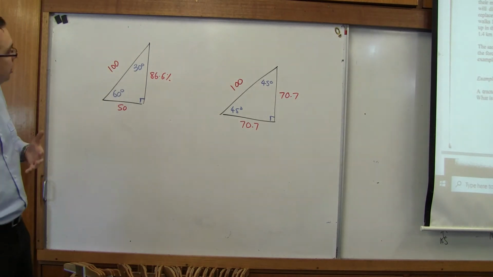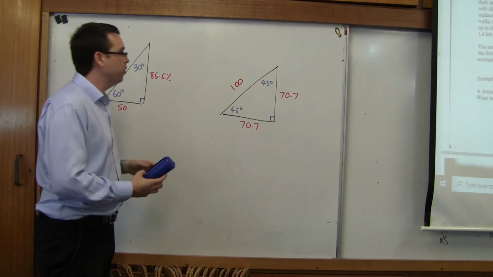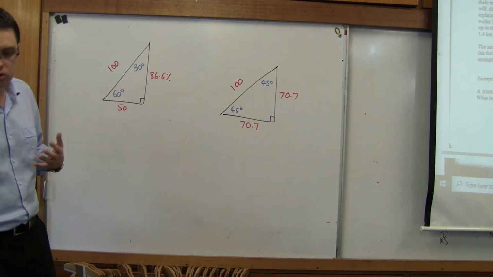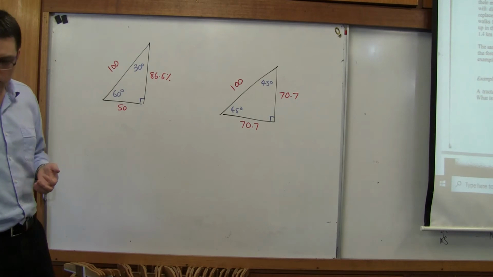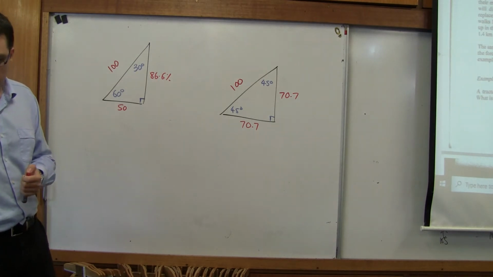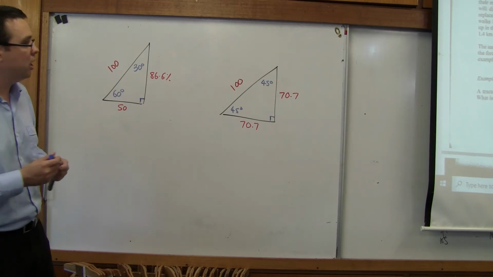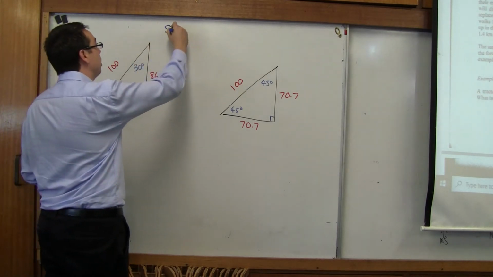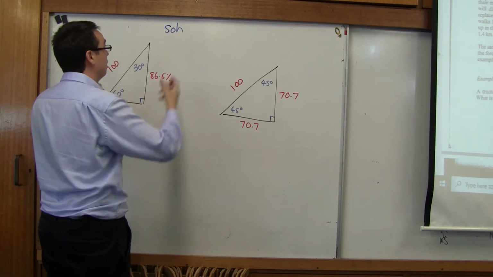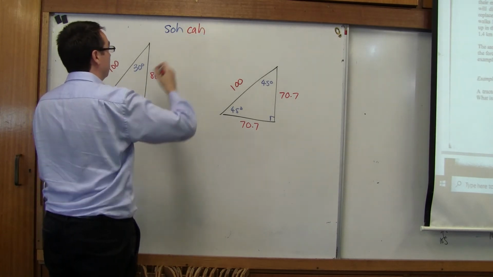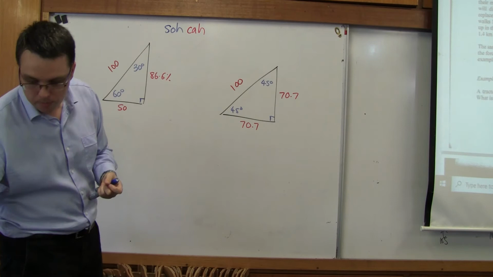Okay, so now that we've got these values, what we're going to do is we're going to prove how we can do this using what's called trigonometry. So the first thing you need to know if you're doing trigonometry is that there's an acronym that everyone uses to remember, which is SOHCAHTOA.